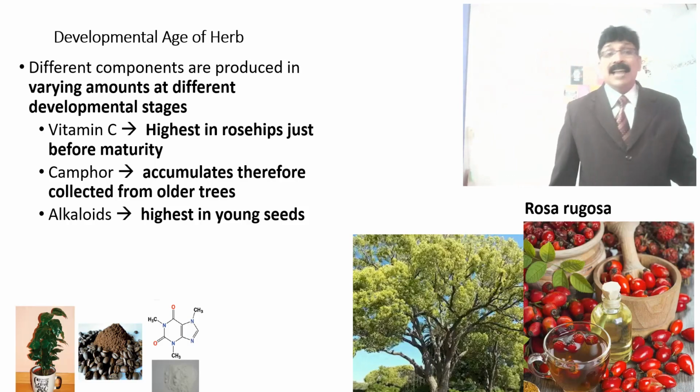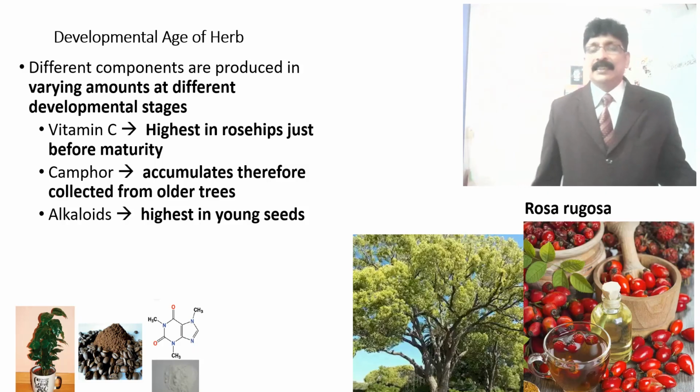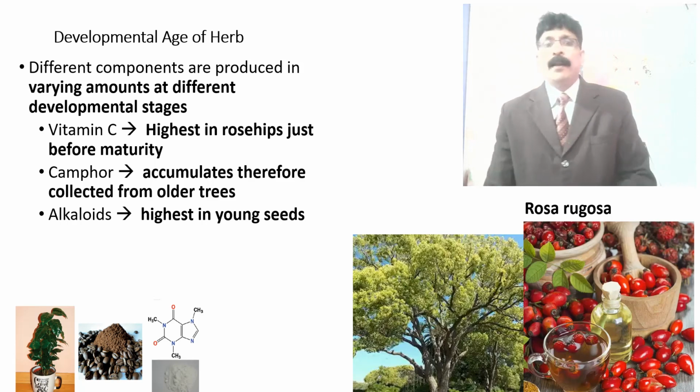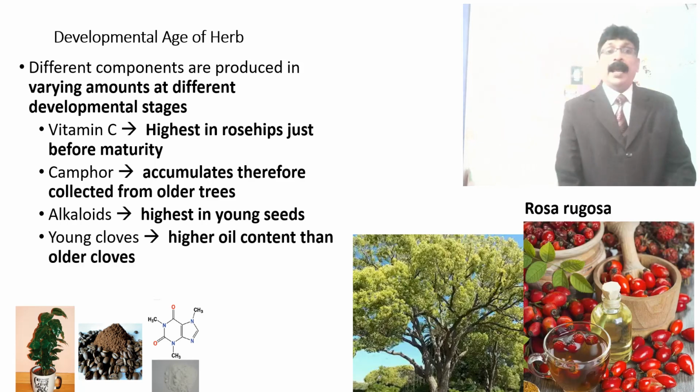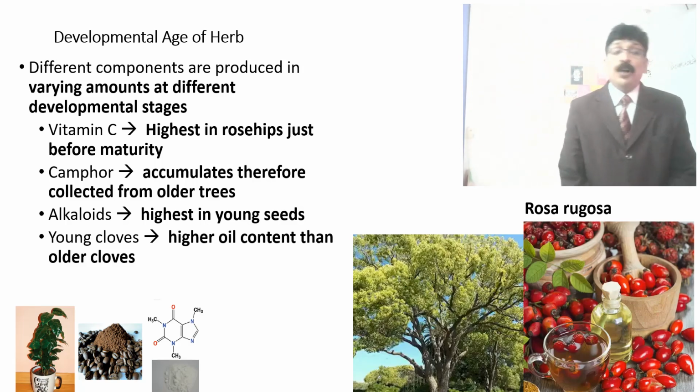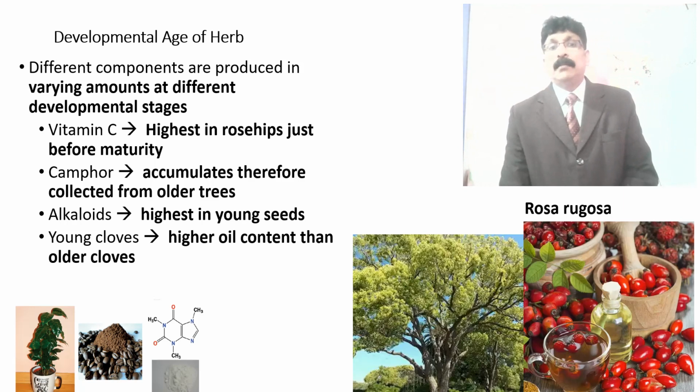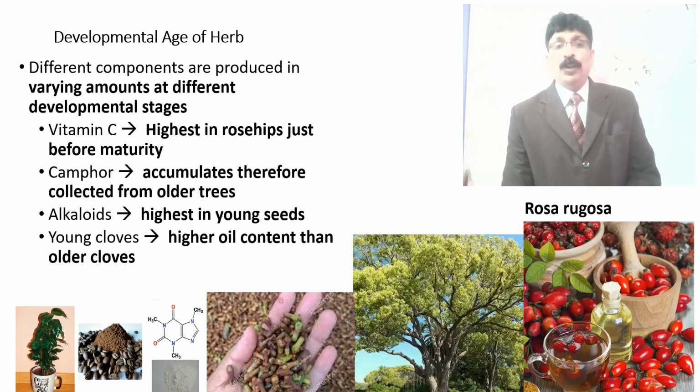Alkaloids are highest in the young seeds, like caffeine, which is present in the seeds of coffee. Young cloves have higher oil content; the eugenol content is more than in the older ones. Mother cloves will be exhausted. Young buds will have more eugenol, as shown in the picture.